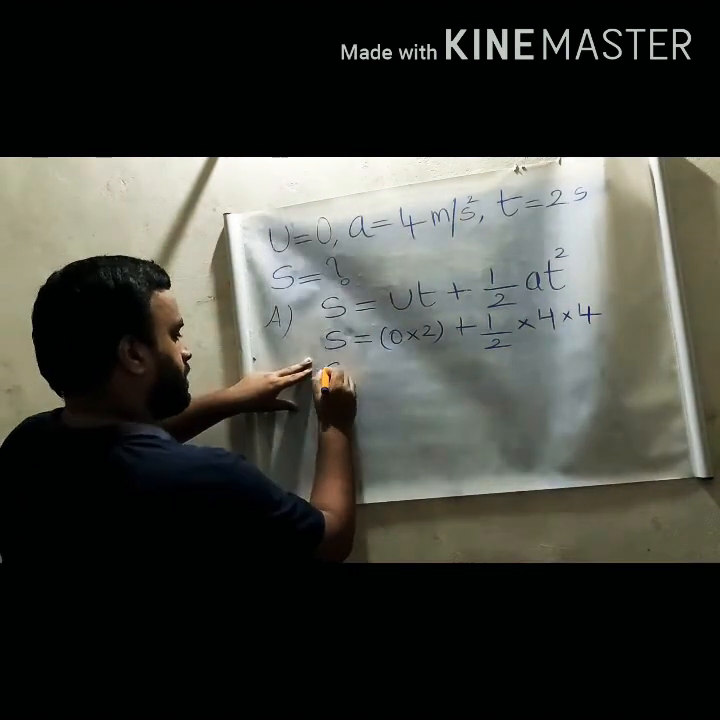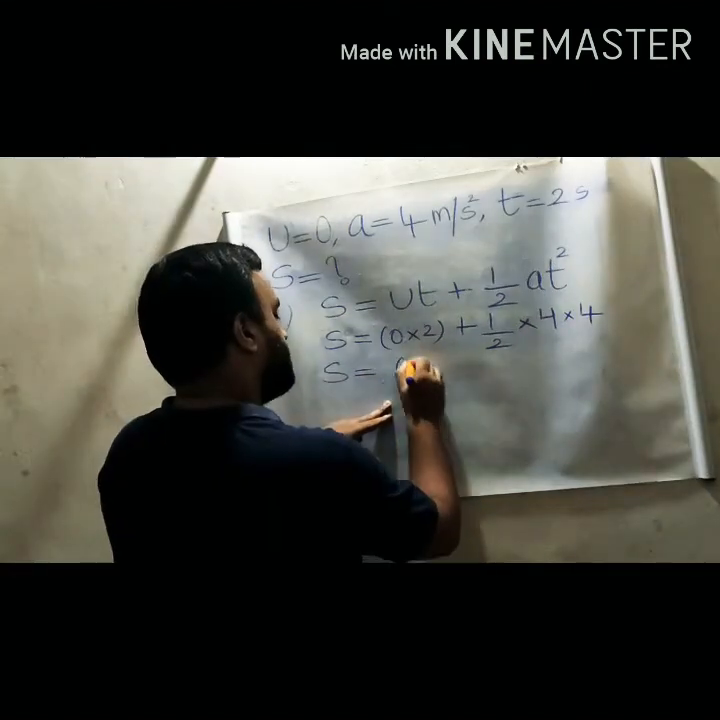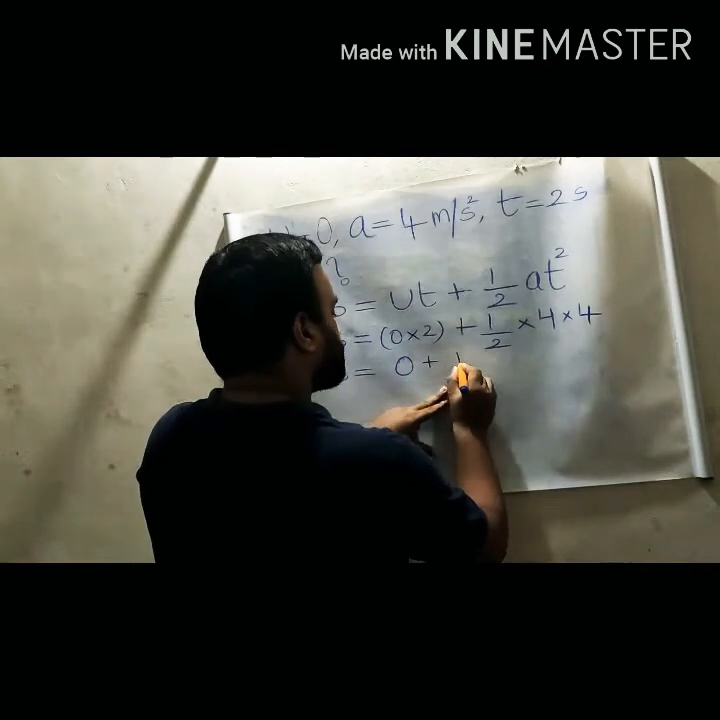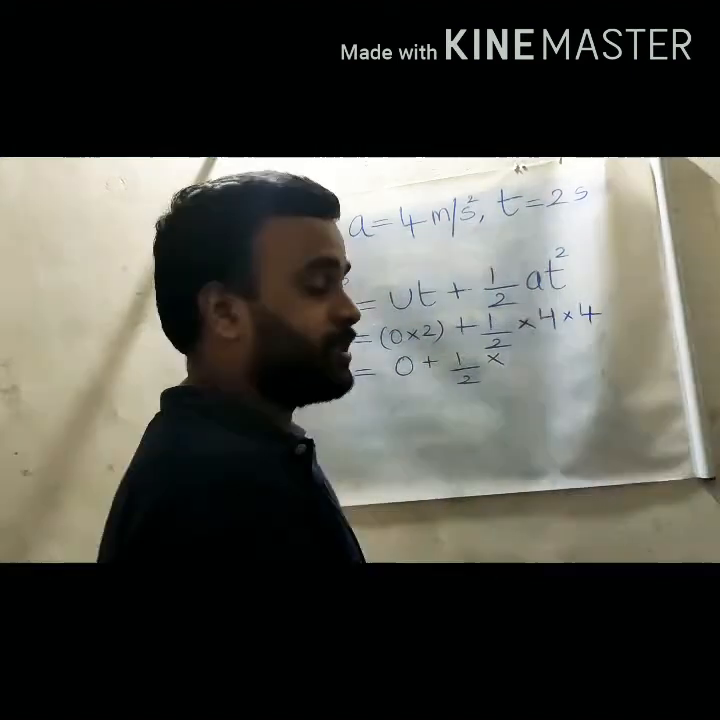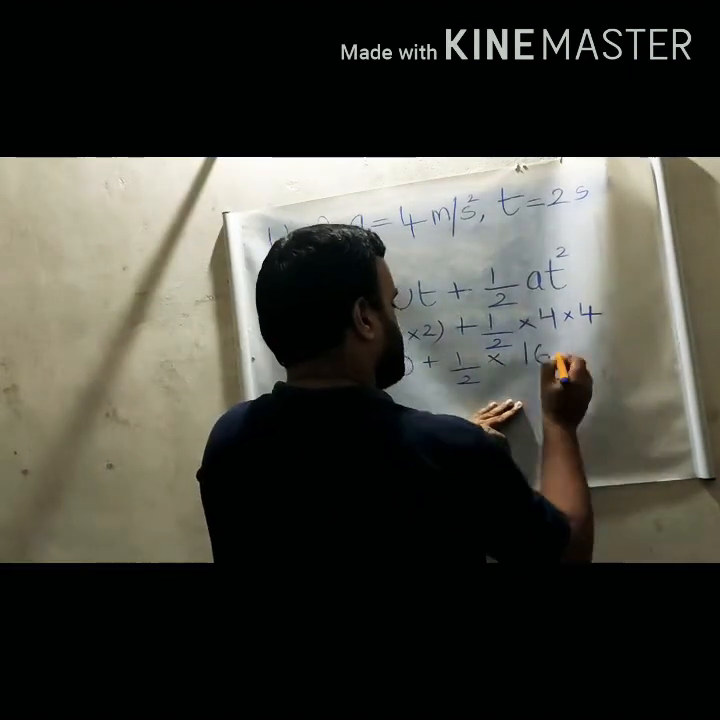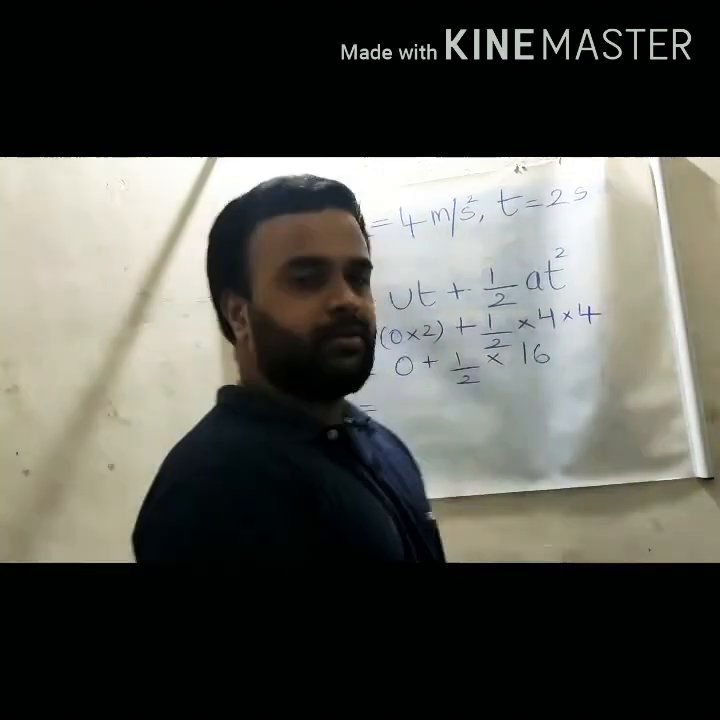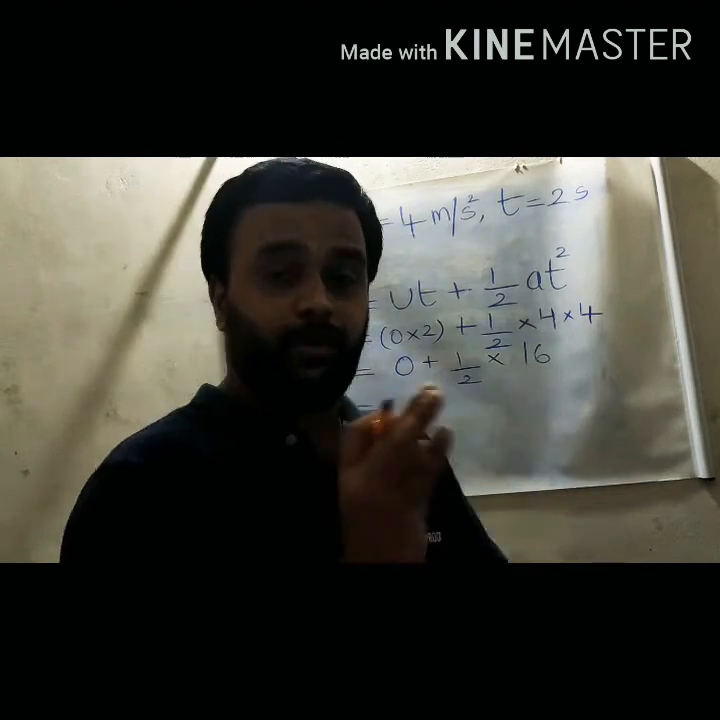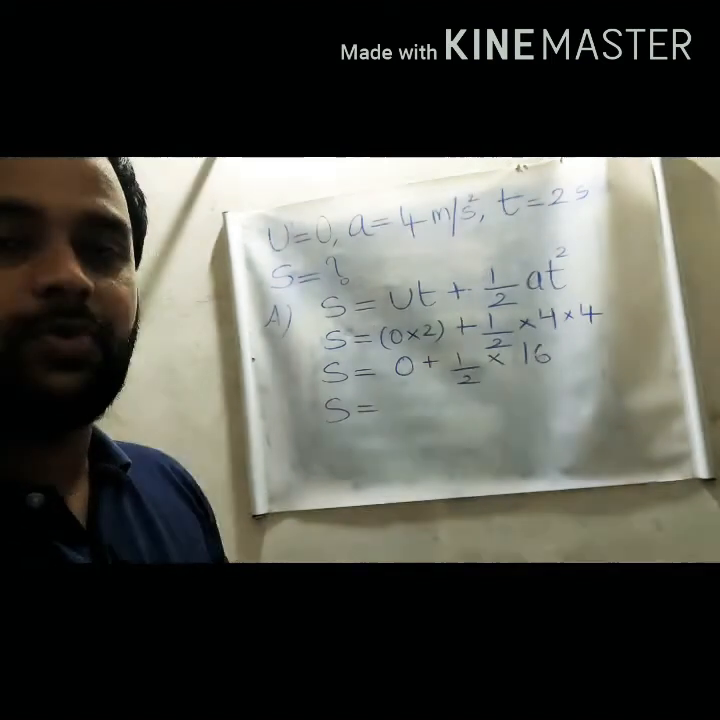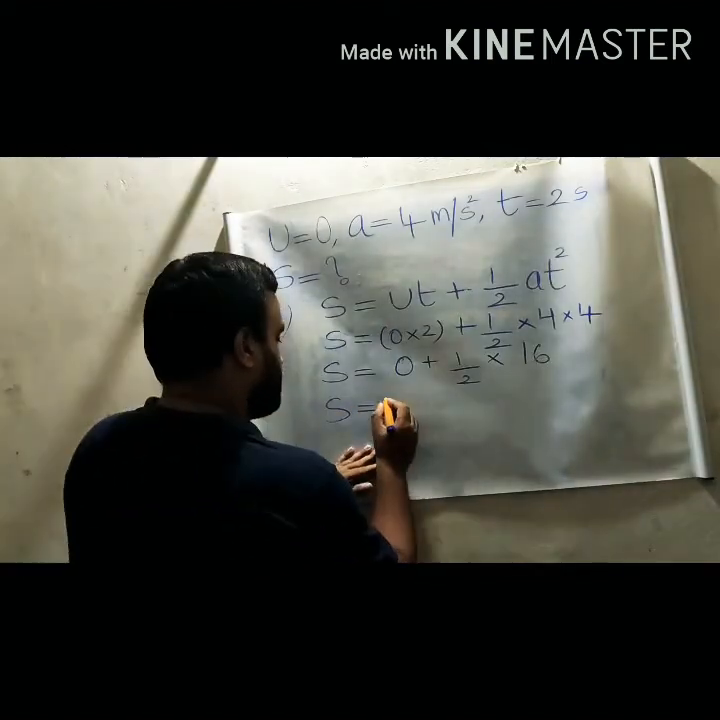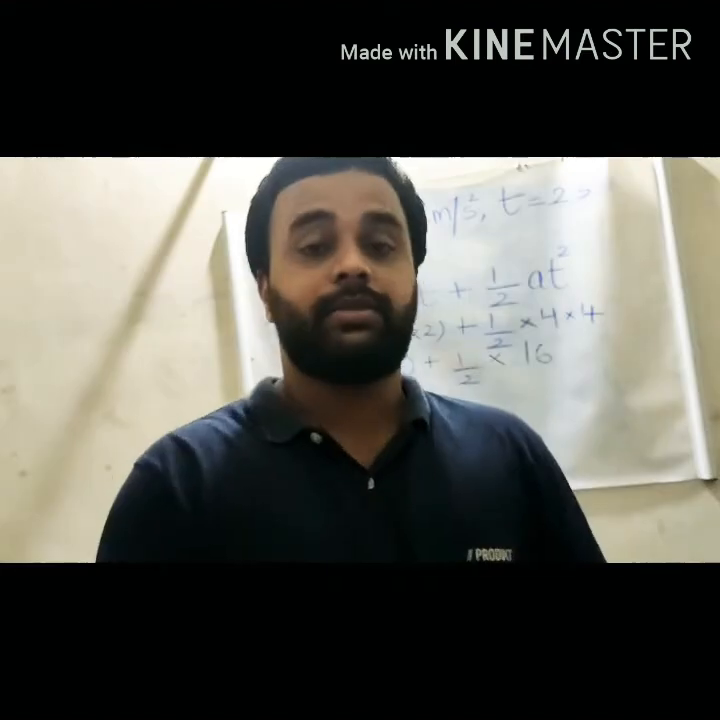Then S is equal to 0 into 2 is 0, plus 1 by 2 into 4 into 4. What is 4 into 4? 16. Therefore the 0 cancels out. Then 1 by 2 into 16, that means 16 by 2. What is 16 by 2? It's 8. So S is equal to 8. So we got the distance traveled by the car is 8.